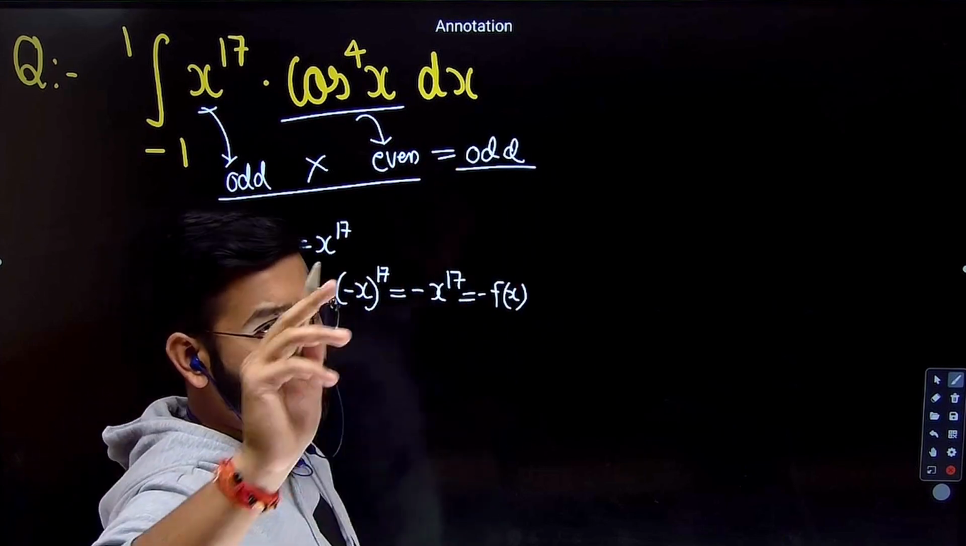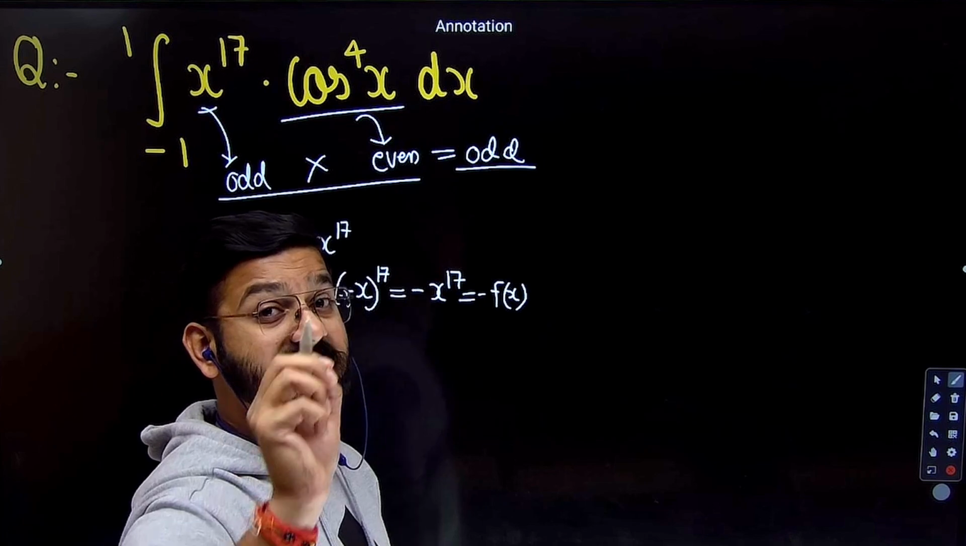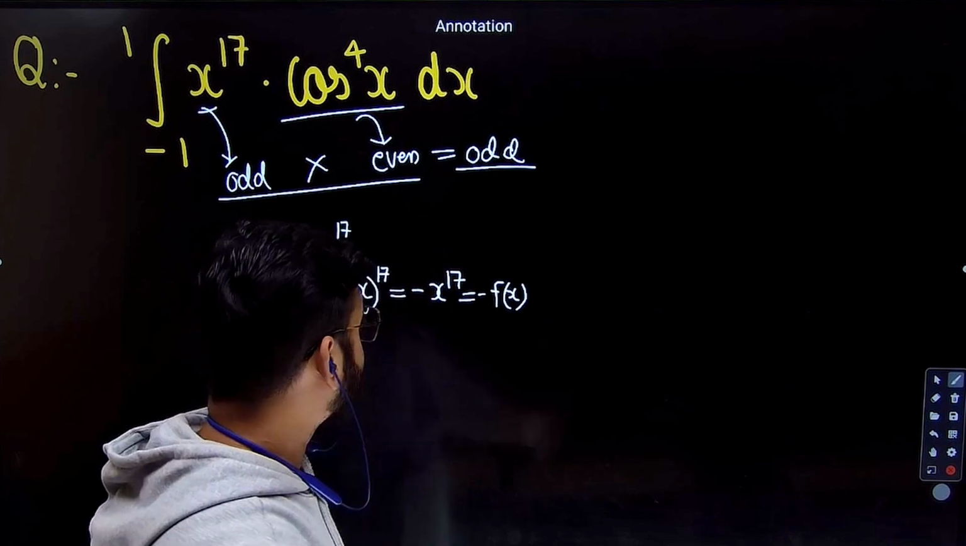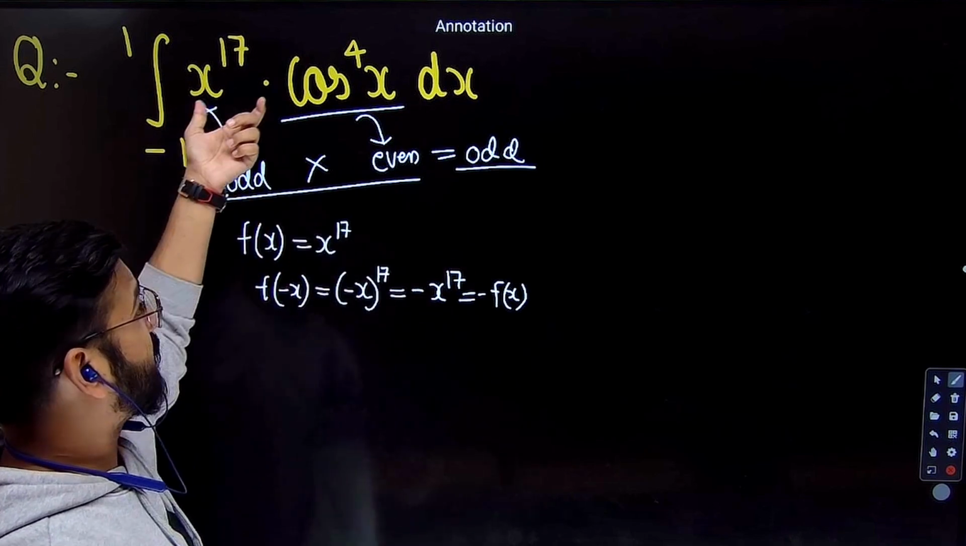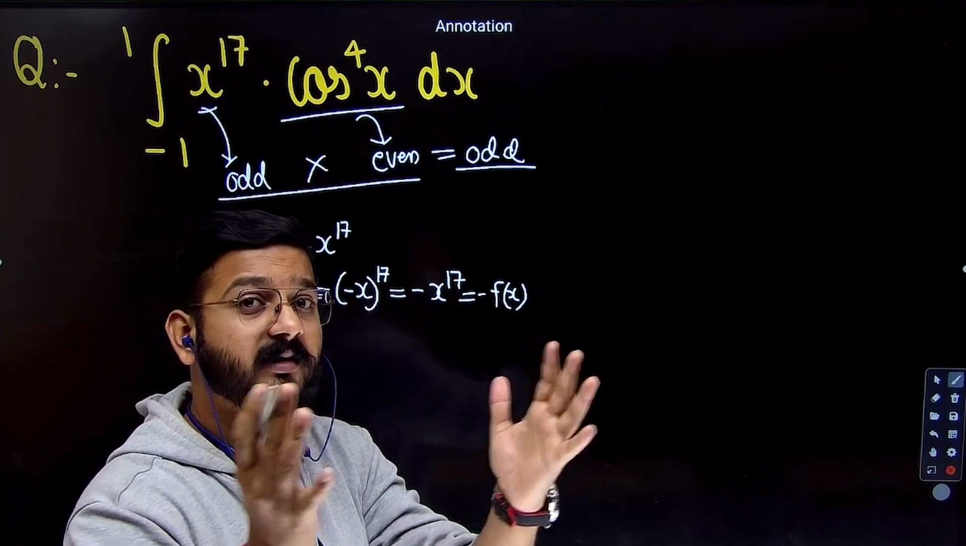And the integration of an odd function from minus a to plus a is 0. So the answer is 0. What is the other method? Rather than taking this function separately, you take both of them combined.